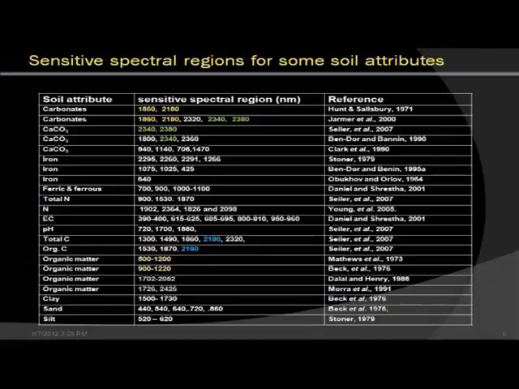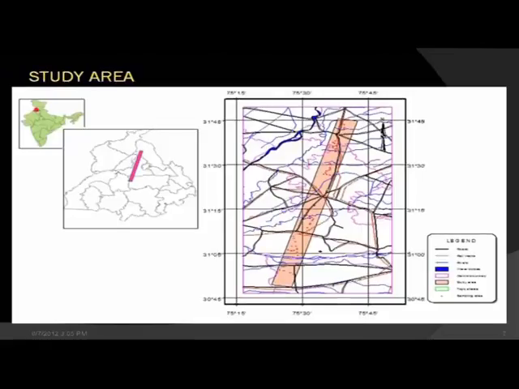We can go through some publications. They tell different sensitive spectral regions which affect these particular soil attributes. You may look for carbonates, you may look for iron, maybe nitrogen, pH, carbon, organic matter, texture. So people have reported at different times what the sensitive spectral regions are which can be used to characterize all these soil attributes. So here today we are going to discuss how hyperspectral remote sensing from the ground and also spaceborne we can characterize.